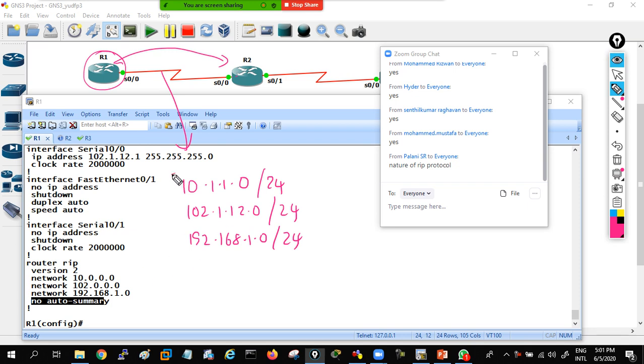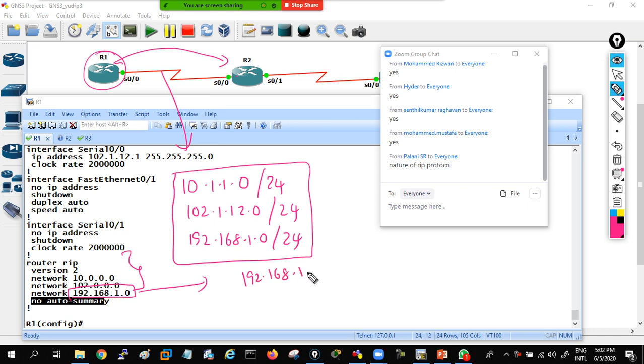But here it is showing 192.168.1.0. Why is it showing that? Because it's a class C. Try to understand: here you mention directly 192.168.1.0, but 192 belongs to which class?